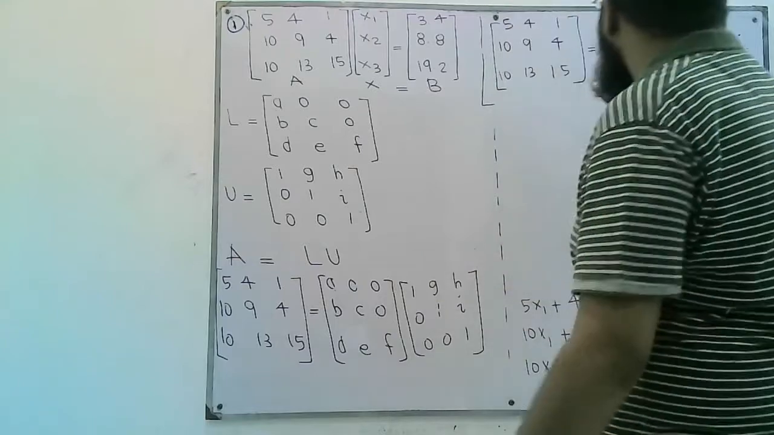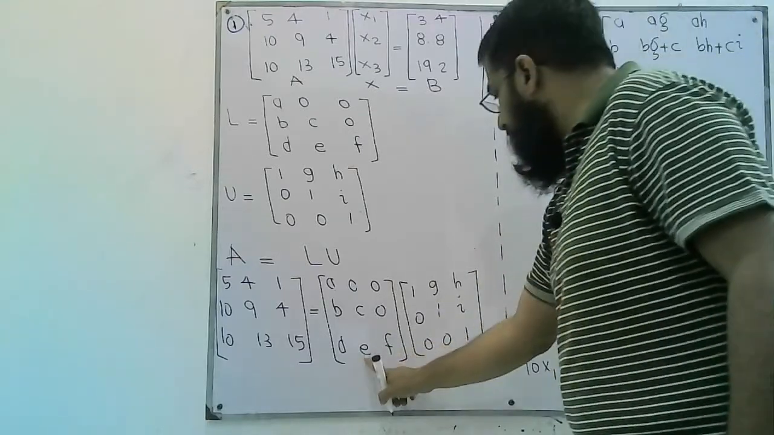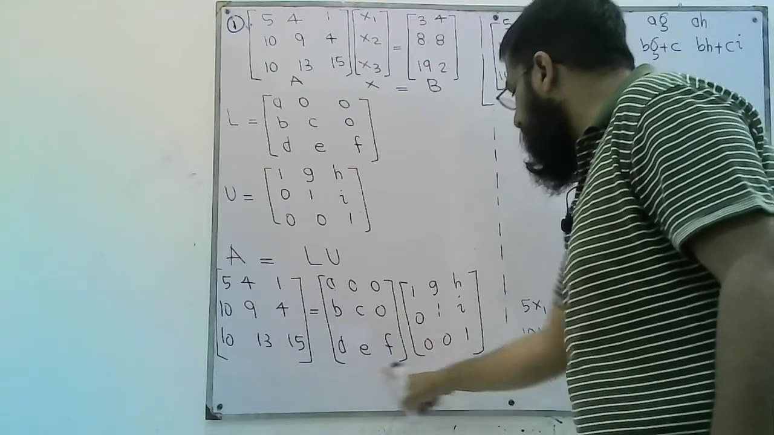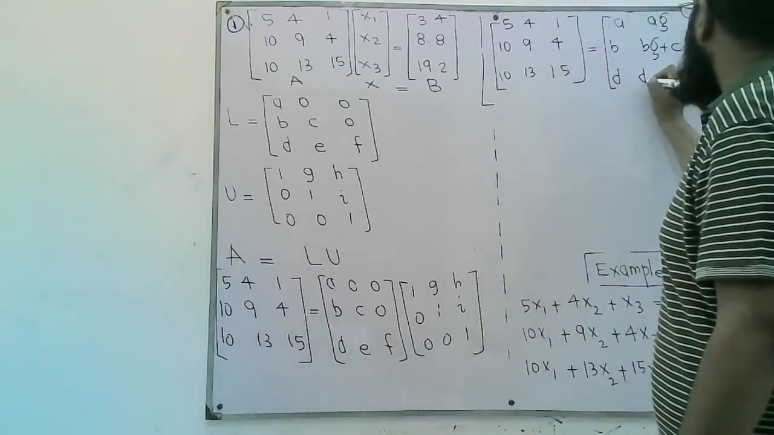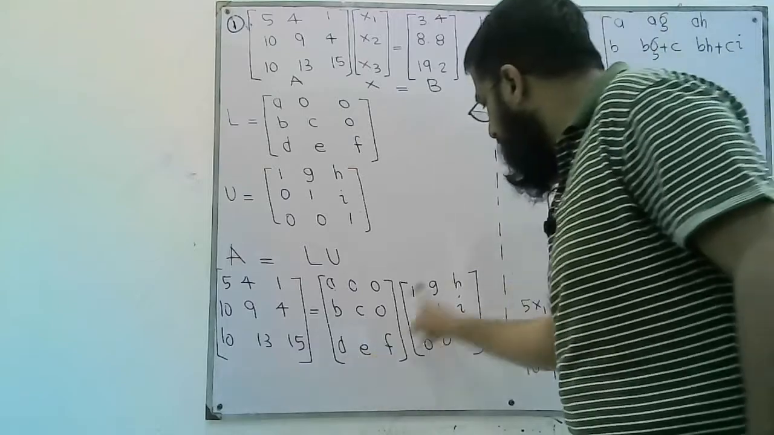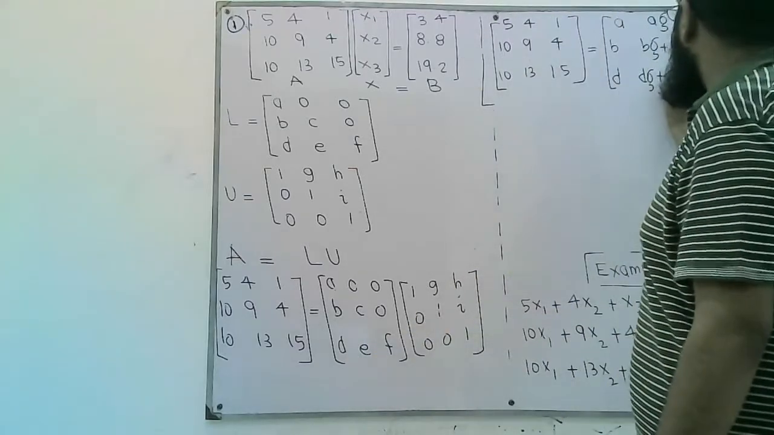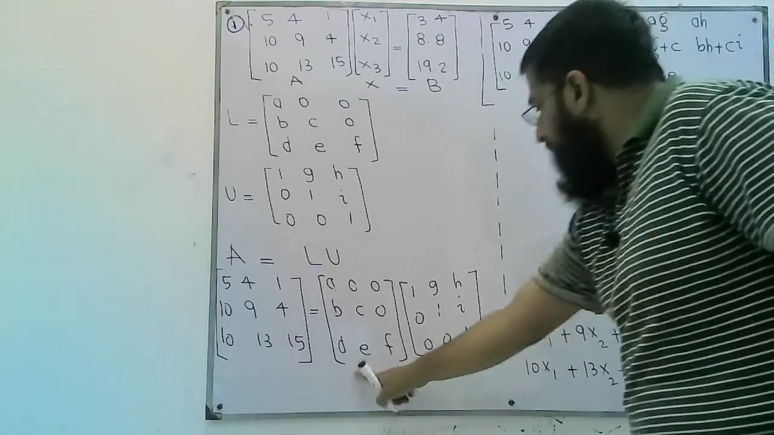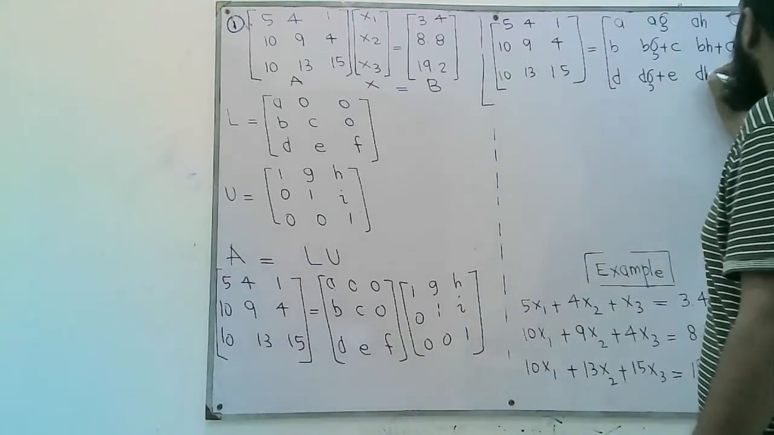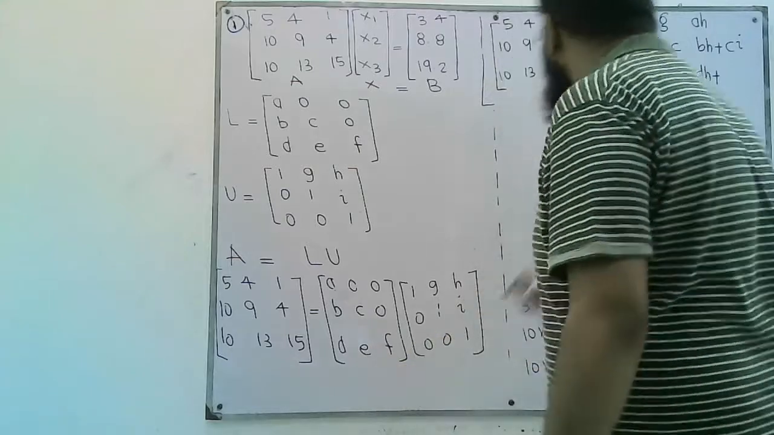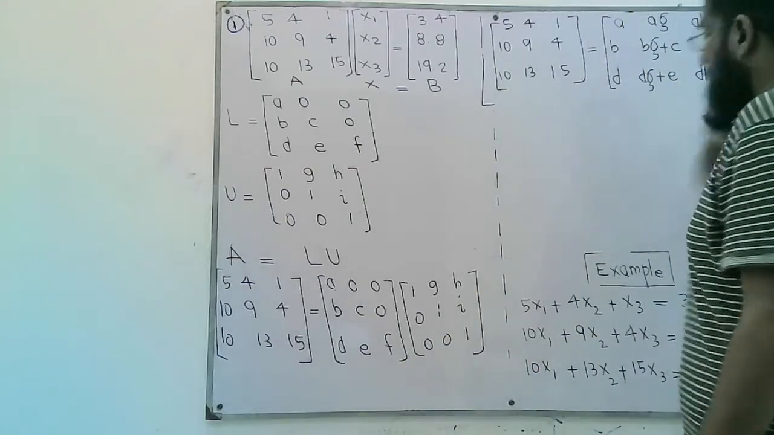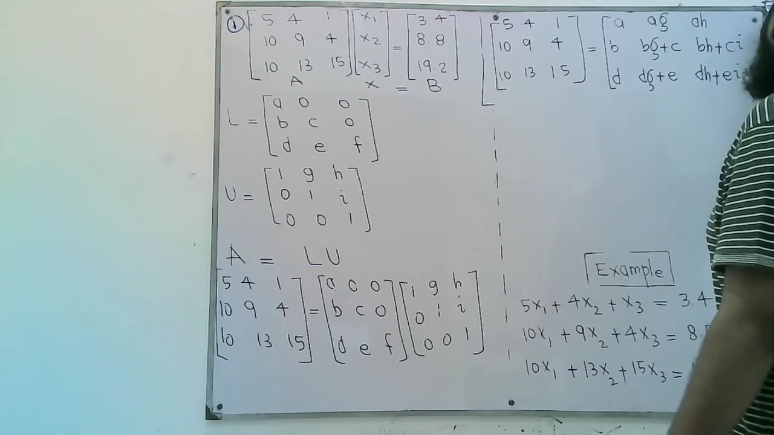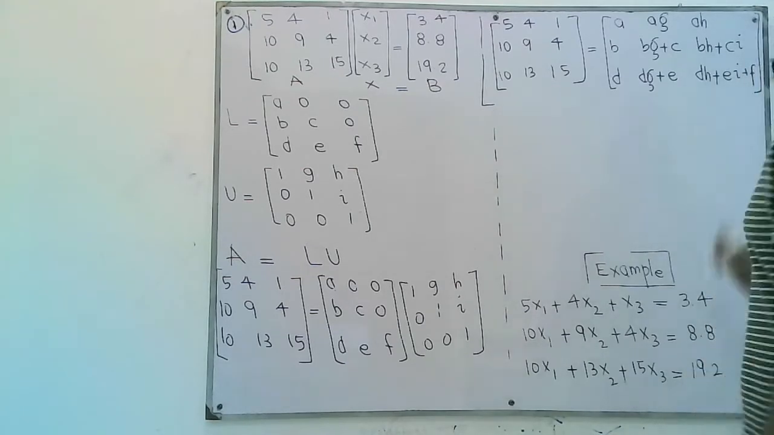D times 1 is a D plus E times 0 plus F times 0. D times G plus E times 1 plus F times 0. D times H plus E times I plus F times 1 is an F. So this is the matrix.